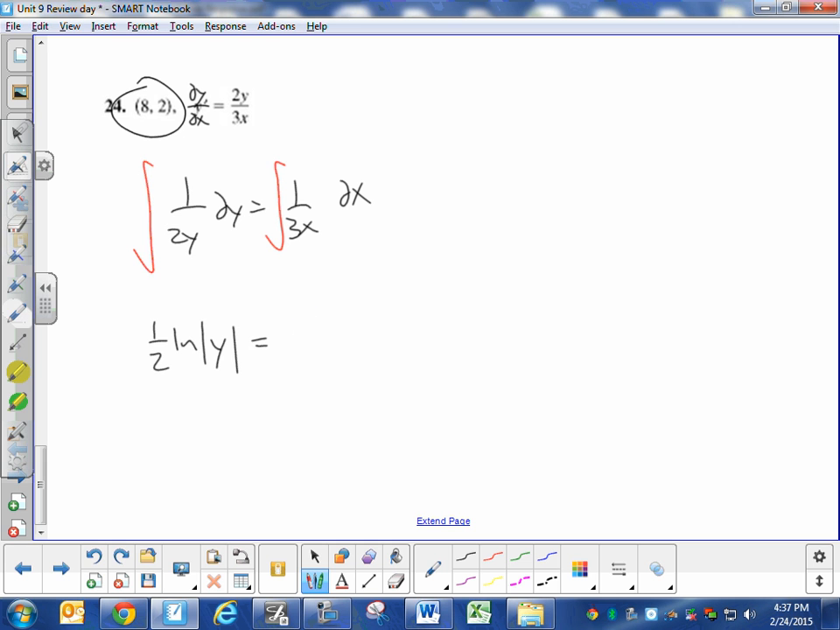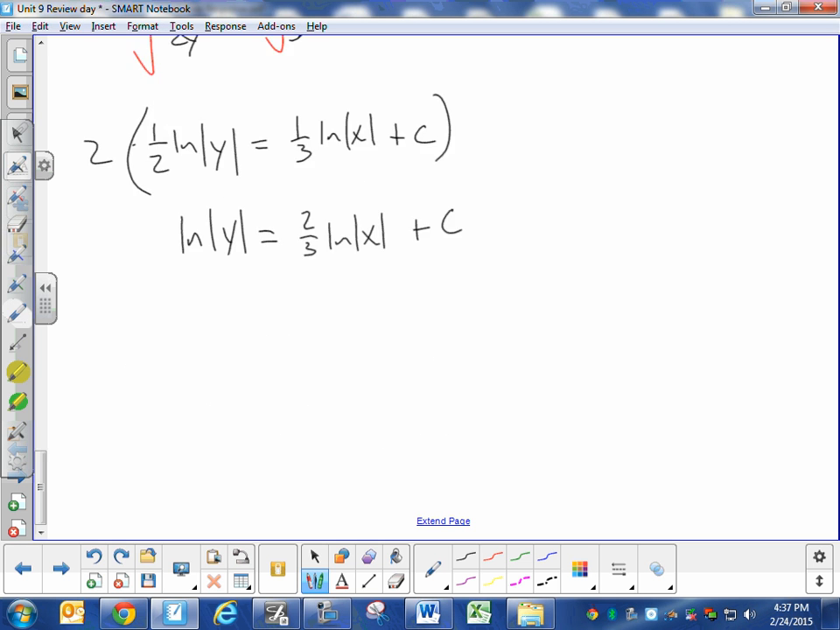So this is that antiderivative, this is that antiderivative, plus a c. We can plug in (8, 2) now and find c, or we can just go ahead and try to solve this for y first and find the c later. I'm going to do that. I'm going to multiply everything by 2. I get 2/3 log absolute x plus c. Take e to the power of both sides, giving me absolute y is equal to, and of course I'm going to just skip those steps, y is equal to c e to the 2/3 log of absolute x.